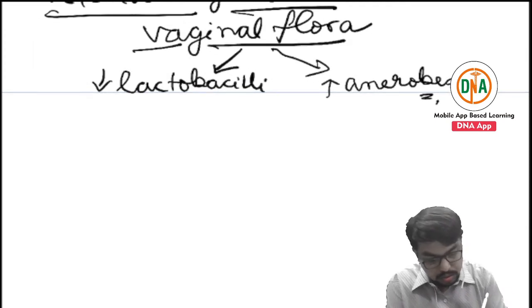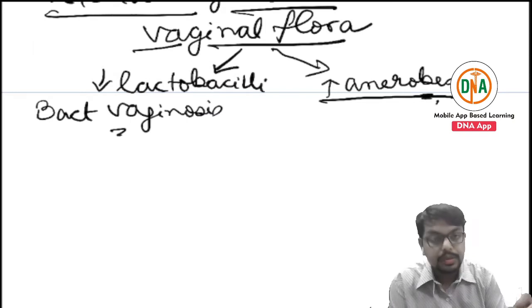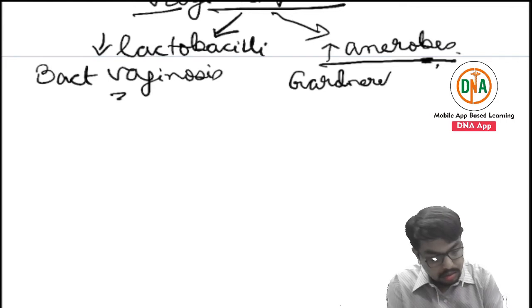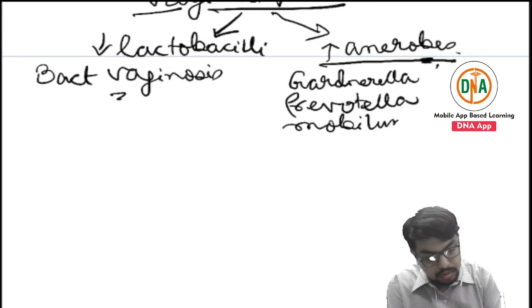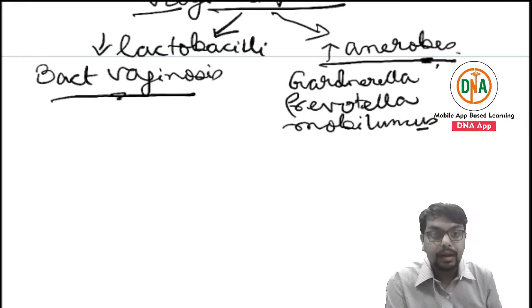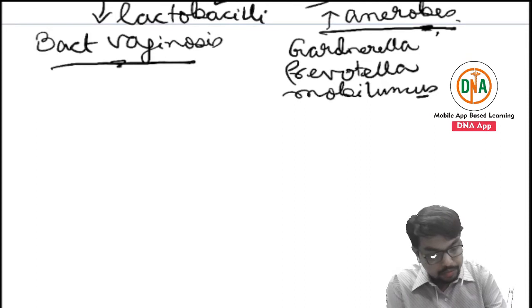So how can we diagnose this bacterial vaginosis? The anaerobes which are responsible are Gardnerella vaginalis and Prevotella, Mobiluncus. Okay, these are the anaerobes which take the position of lactobacilli in case of bacterial vaginosis. Okay, we diagnose bacterial vaginosis by Amsel's criteria.